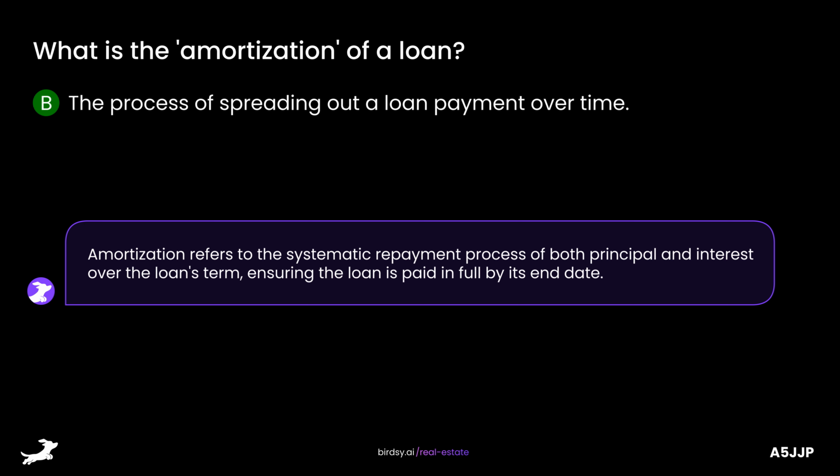Amortization refers to the systematic repayment process of both principal and interest over the loan's term, ensuring the loan is paid in full by its end date.